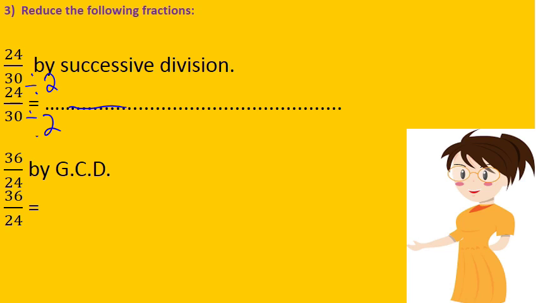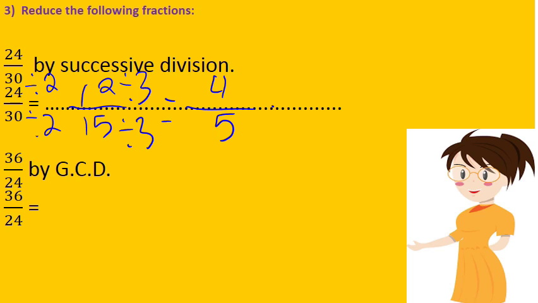24 divided by 2 is 12, and 30 divided by 2 is 15, so it is 12 over 15. Now listen, Ala, now you have the fraction 12 over 15. Can you reduce this fraction more? By 3. So we divide 12 by 3 and 15 by 3. Tell me, Ala, what's 12 divided by 3? It is 4 over 5.